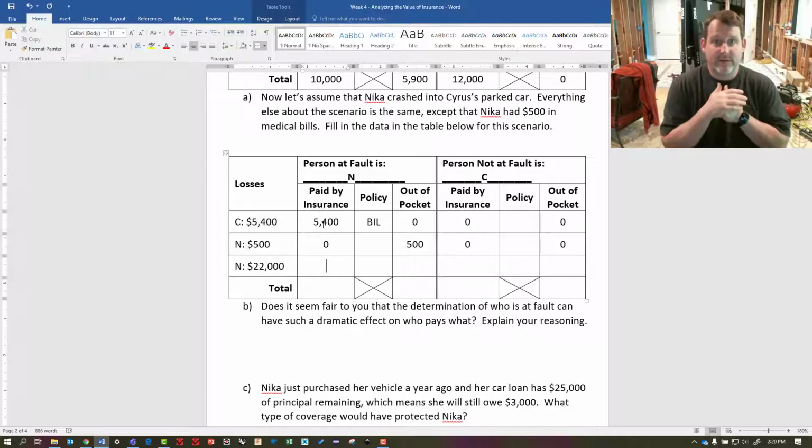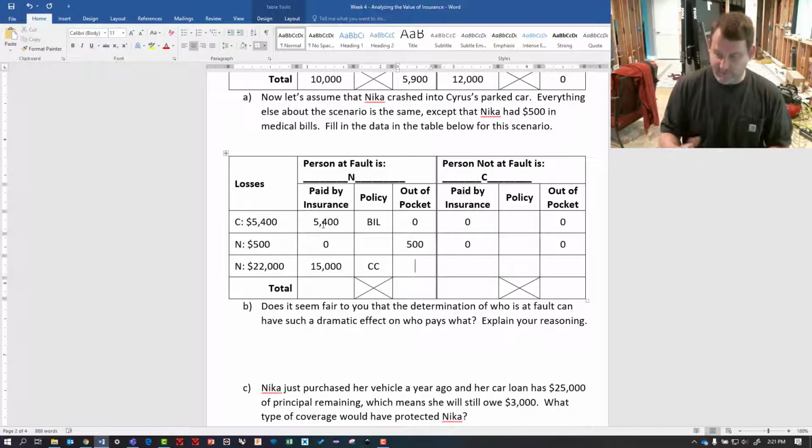Now, Nika's car. So Nika was at fault, so there's no liability insurance that kicks in here. Okay? But she does have collision coverage, but she has a max of $10,000 or $15,000 in collision coverage. So her insurance company is going to write her a check for $15,000, and that comes from her collision coverage. But there's still $7,000 that wasn't paid for the car. That is going to have to come out of pocket for Nika. And again, Nika is going to have to pay her deductible here because her insurance company was used. And because Cyrus was not at fault, he has $0.